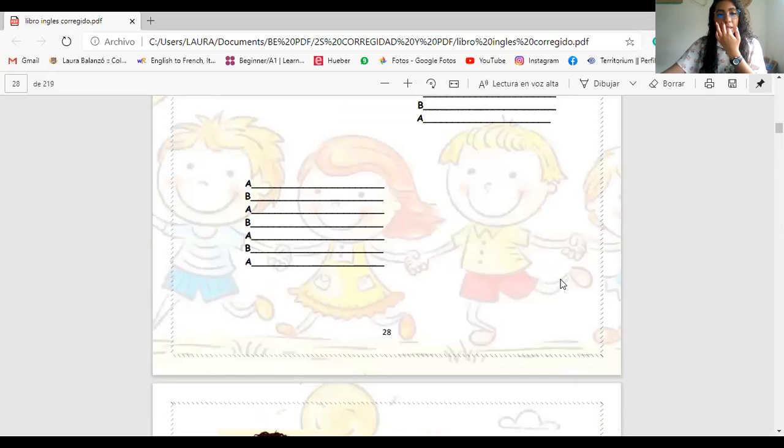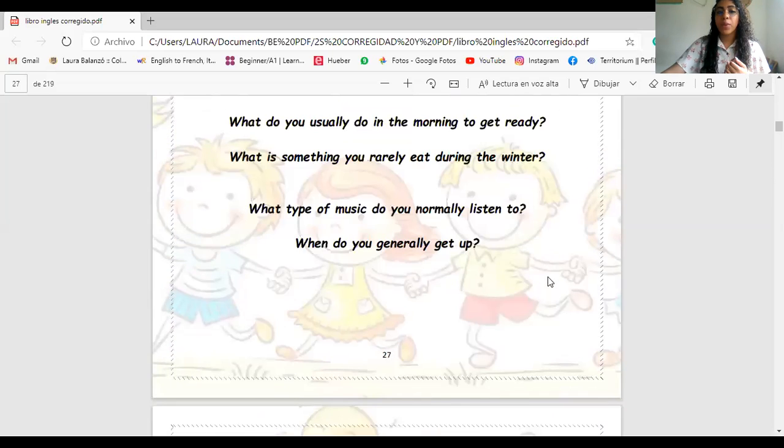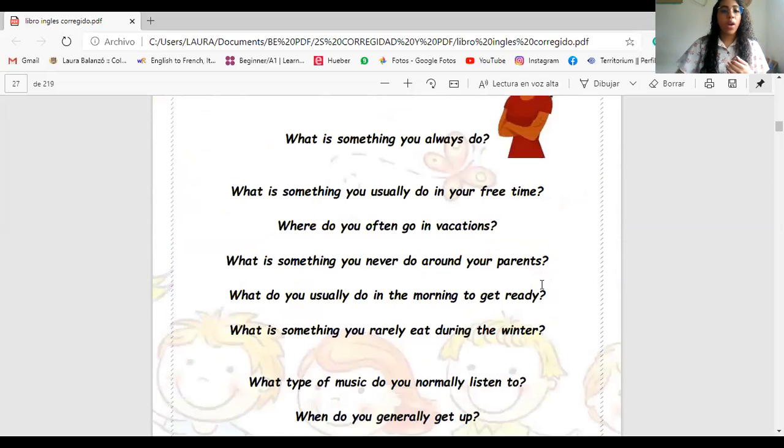So in our worksheet today, we have some questions, right? What is something that you always do? ¿Qué es algo que usted siempre hace? Piensen en sus casitas y responden ahí para ustedes. Something that I always do is brush my teeth. What is something, que es algo, that you usually do in your free time? ¿Qué es algo que usted usualmente hace en su tiempo libre? In my free time, I usually take a nap.